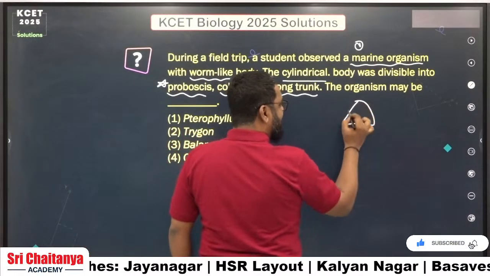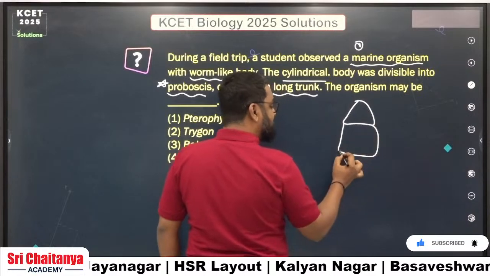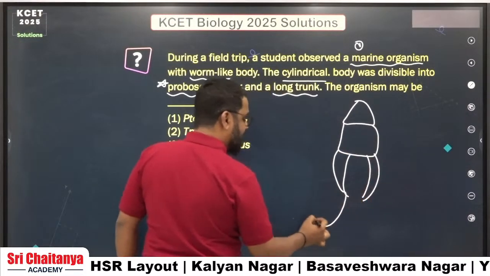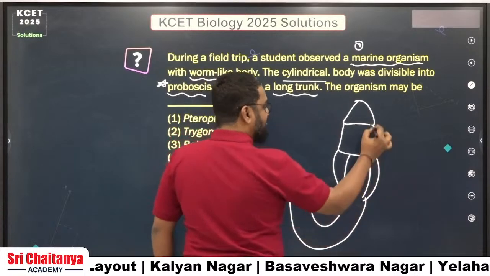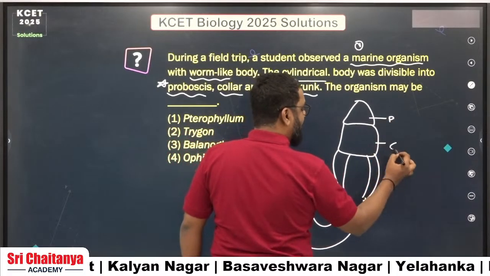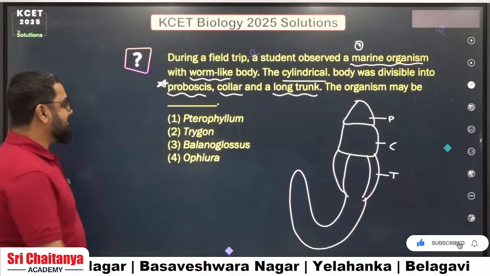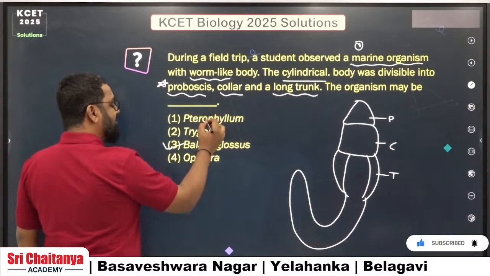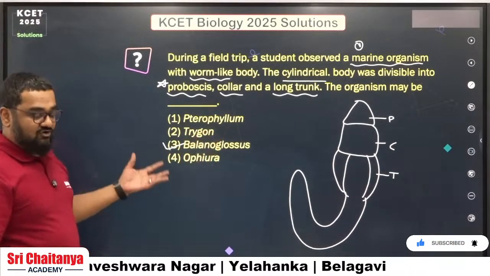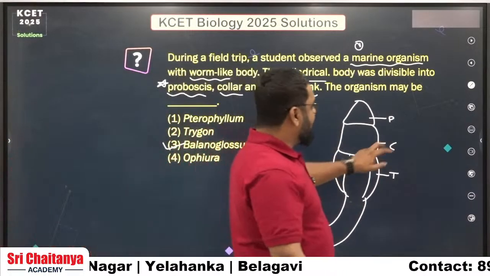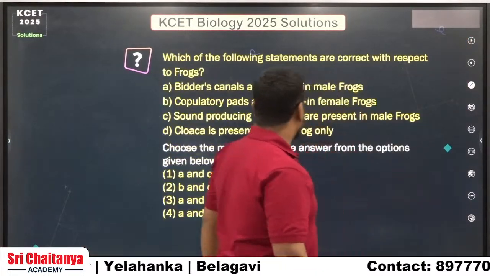The primary example in the NCERT image which is given for Hemichordata is of Balanoglossus. So this is proboscis, this is collar, and this will be the trunk, isn't it? So the answer is Balanoglossus. Pterophyllum, trigon are examples of Pisces, and Ophiuria is an example of an echinoderm. So we can move ahead to the next question.